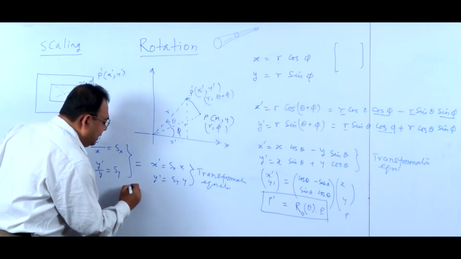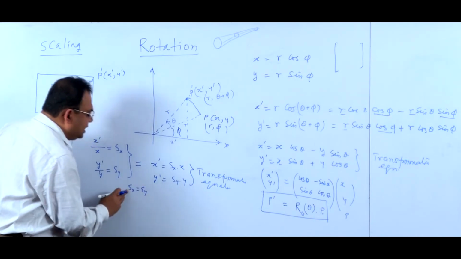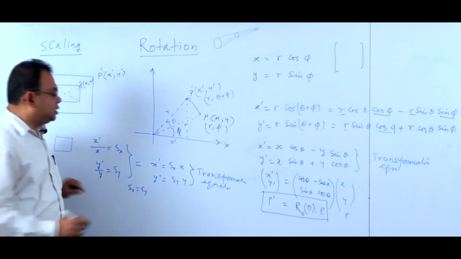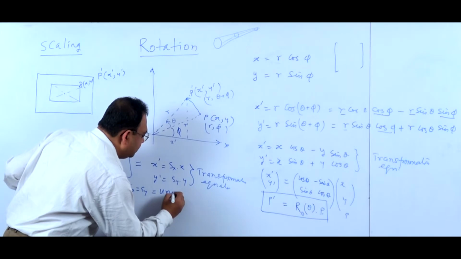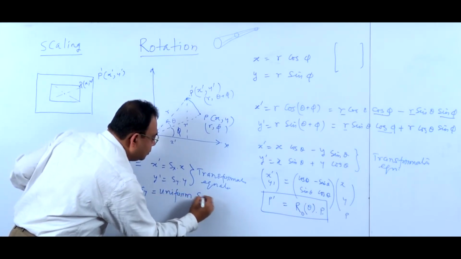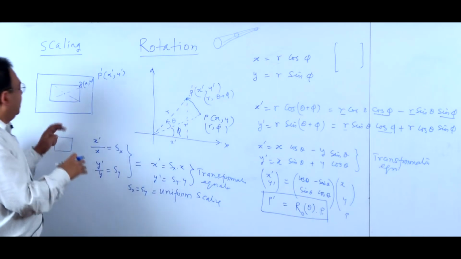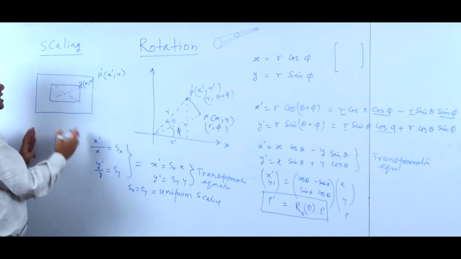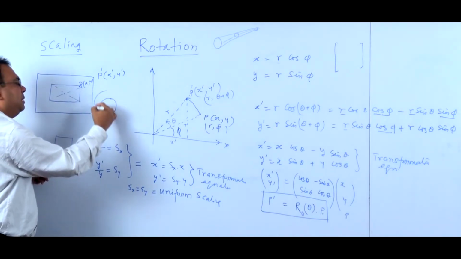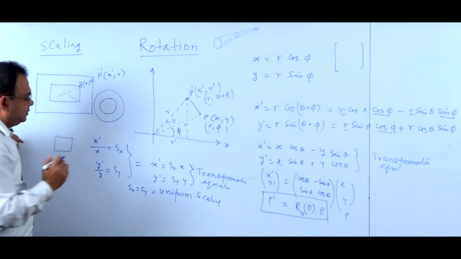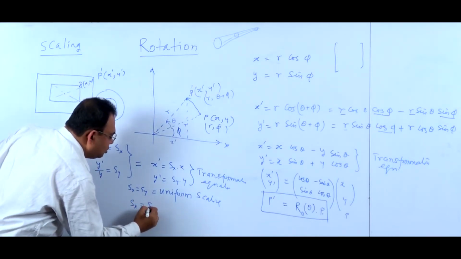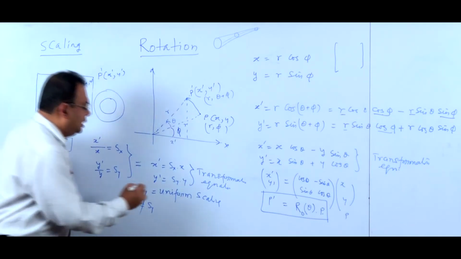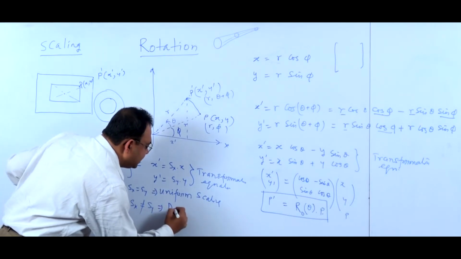If sx is equal to sy, that means the scale factor along the x direction is the same as the scale factor along the y direction, that is called uniform scaling. That means in that case the rectangle remains a rectangle, a square remains a square, and a circle if scaled up remains a circle. But if sx is not equal to sy, that is, the scale factor along the x direction is not equal to the scale factor along the y direction, that is called differential scaling.